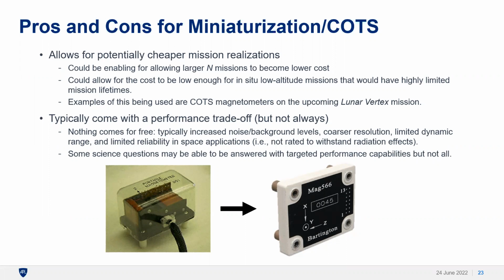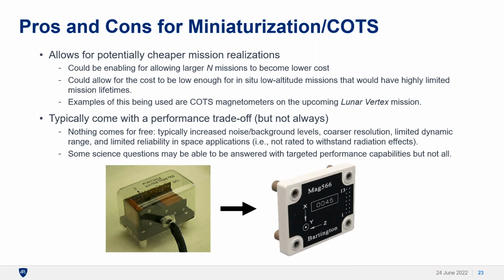So on the upcoming PRISM Lunar Vertex mission, they're going to have COTS magnetometers. And so in this, they're already starting to find ways to utilize these to be an enabling force for us to move forward. But of course, nothing is free. And so you're going to have some trade-offs. So in this case, typically when you start going, especially to COTS parts, you're going to be talking about reduced performance, whether that's going to be increased noise and background levels, of course, the resolution, limited dynamic range, limited reliability in space applications, because they're not all going to have the same rad hardness. You can also have maybe some more thermal variations through them. So there is more to consider.